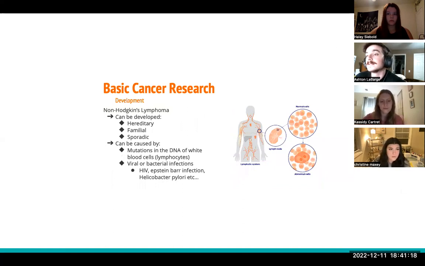Non-Hodgkin's lymphoma can be developed through hereditary, familial, or sporadic reasons. It can also be caused by mutations in the DNA of white blood cells, like I said before, also called lymphocytes, as well as being caused by viral or bacterial infections. For example, HIV, Epstein-Barr infection, Helicobacter pylori, etc. are all examples.